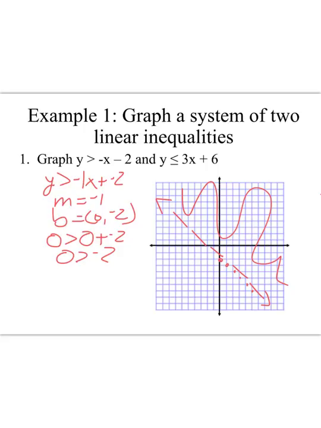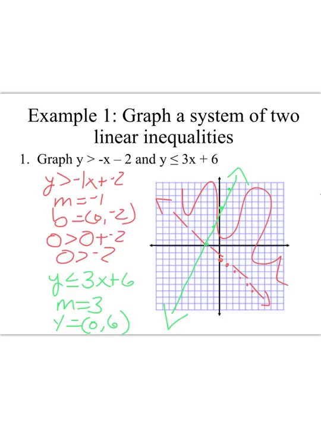Second equation I'm going to do in green. So y is less than or equal to 3x plus 6. We have a slope of 3 and a y-intercept at 0, 6. So 1, 2, 3, 4, 5, 6. Slope of 3, up 3, right 1. Or down 3, left 1 if you want to do the opposite. This one's going to be a solid line because it is less than or equal to.